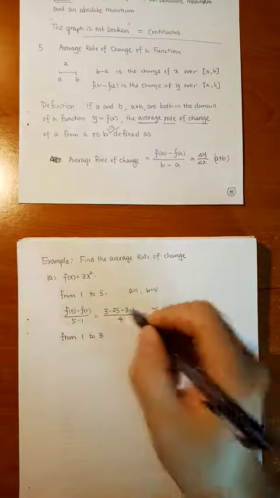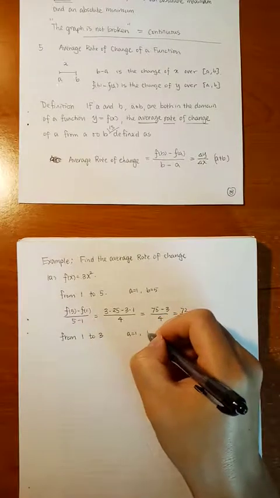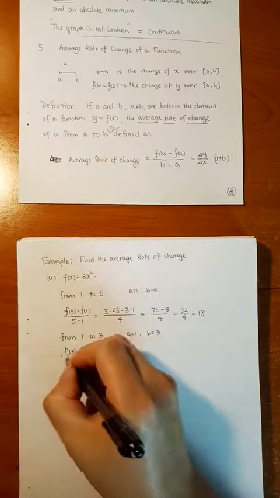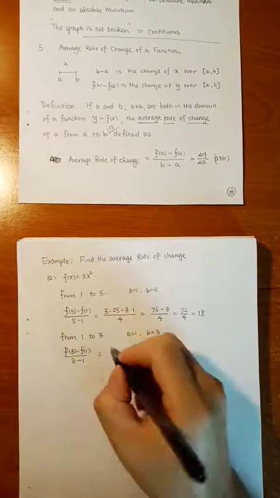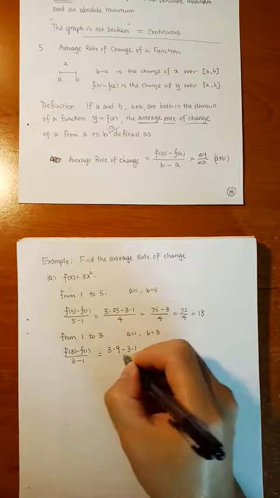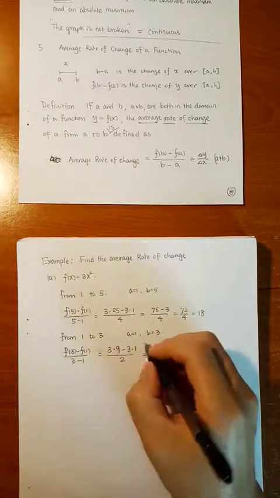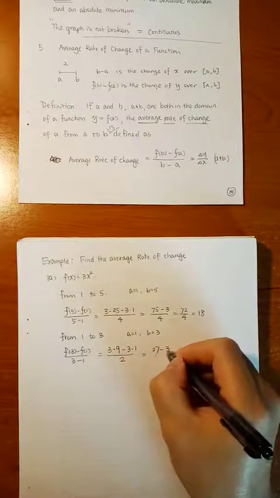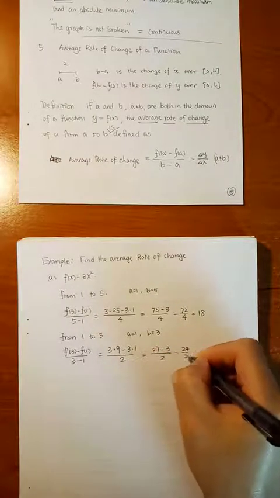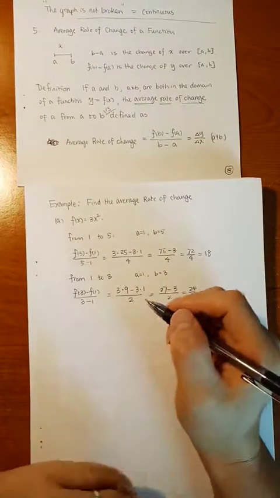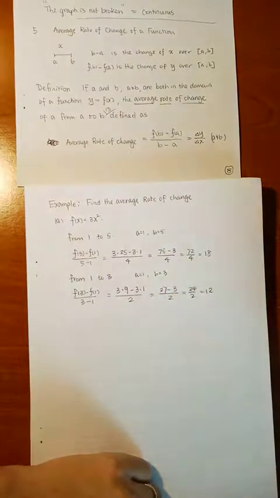From 1 to 3, a is 1, b is 3. So it's f of 3 minus f of 1 over 3 minus 1. f of 3 is 3 times 3 squared. f of 1 is 3 times 1 squared, over 2. 3 times 9 is 27. 3 times 1 is 3. It's 24 over 2. It's 12. Okay, so that's the average rate of change. Let's see.